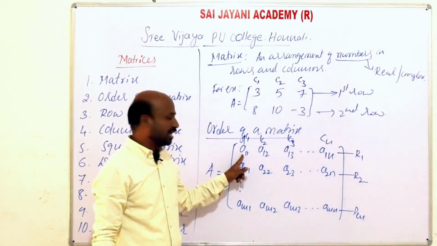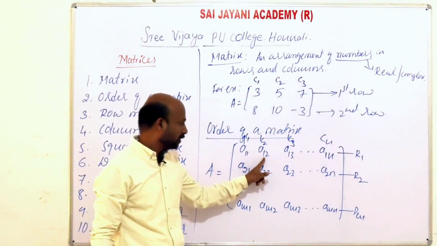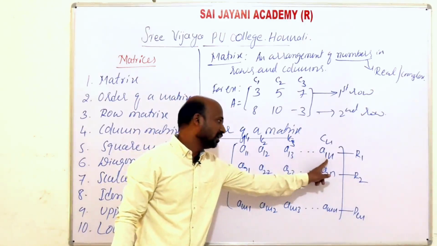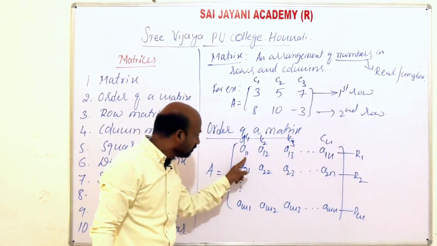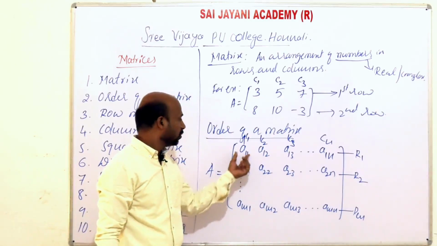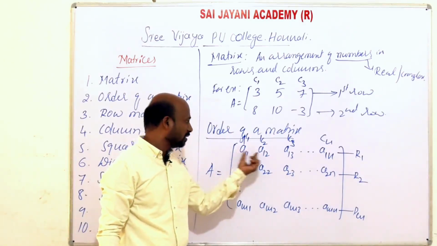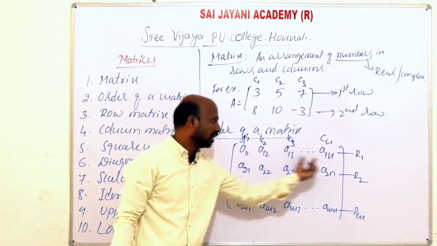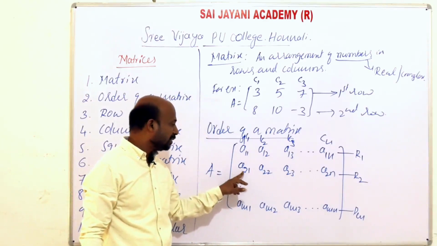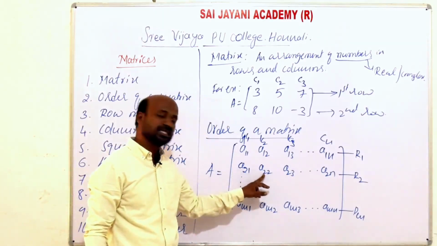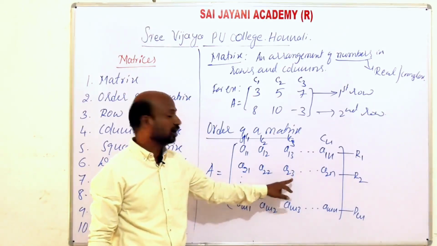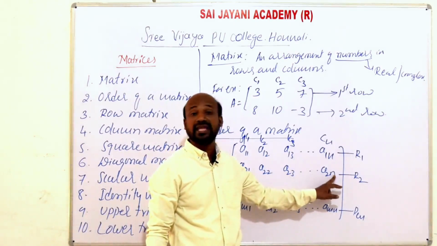So a11 again means first row, first element. a12 means first row, second element. a13 means first row, third element, and this is the first row, nth element. It means the first suffix indicates the row, the second suffix indicates the column. Similarly, a21 means it is an element of the second row, first column. a22 means second row, second column. a23 means second row, third column, and this one is the second row, nth column.